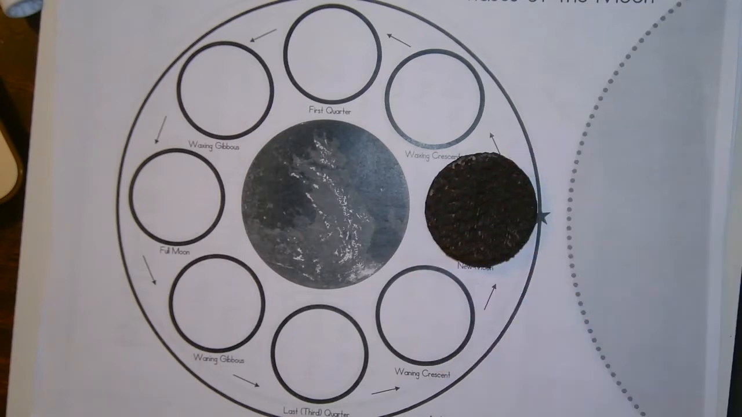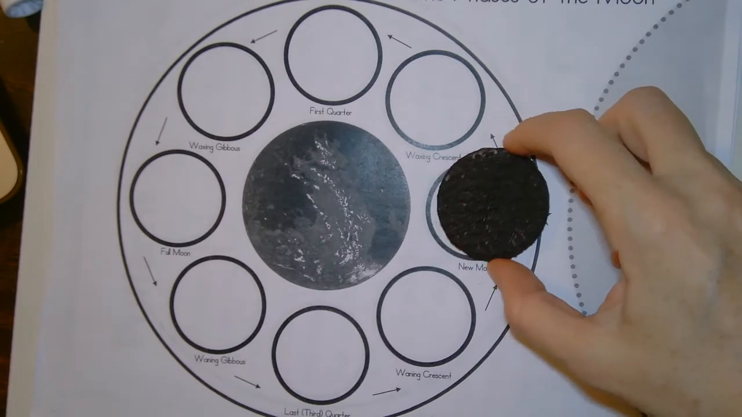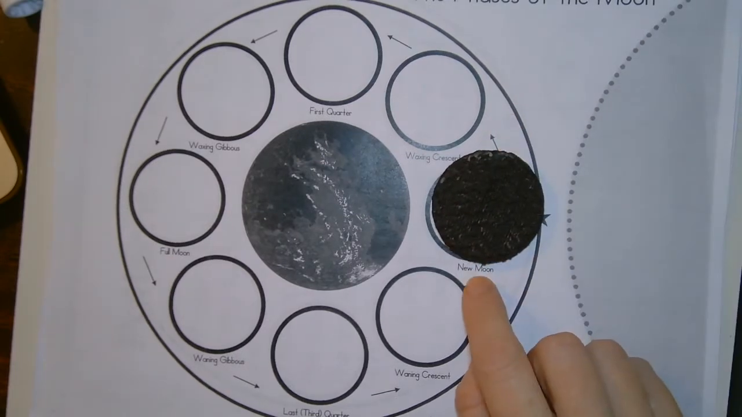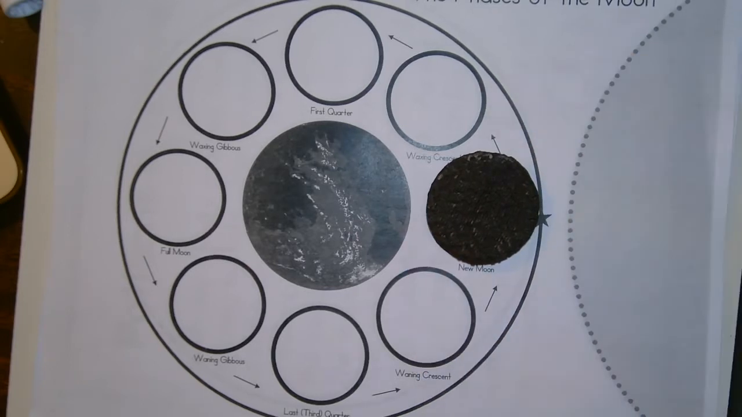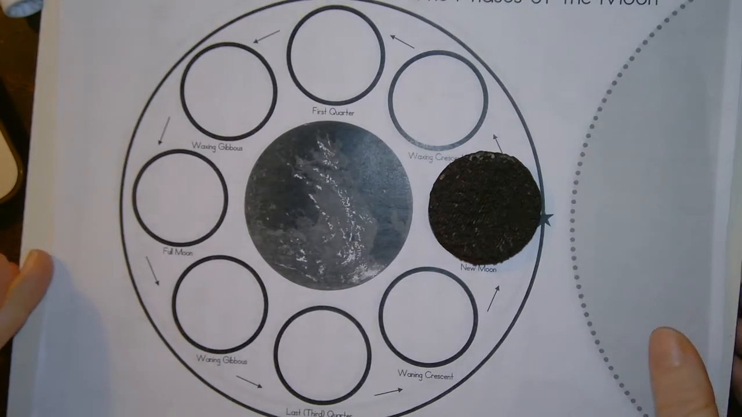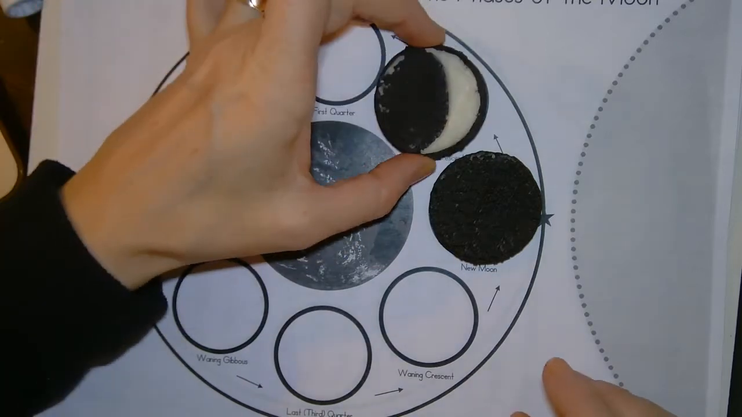So I put that in where it says new moon, and now these Oreos are a little bit bigger than the circles that we have here, but if you can see, it says new moon. Okay, now after that, next is our waxing crescent. Now waxing, do you remember what waxing means? It means starting to get bigger, or we can see more of the moon. So our waxing crescent is going to be like this.